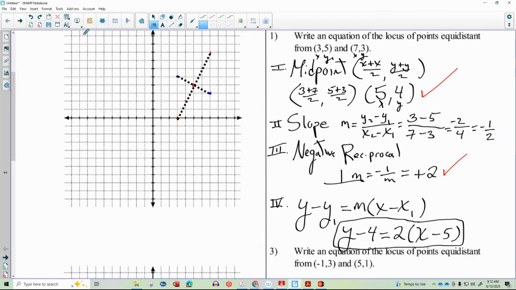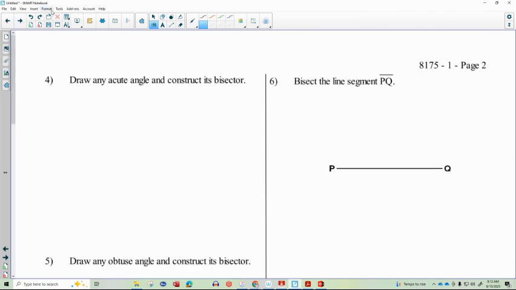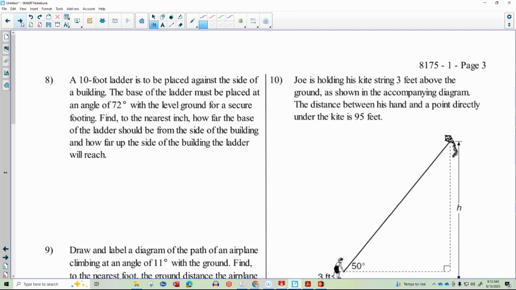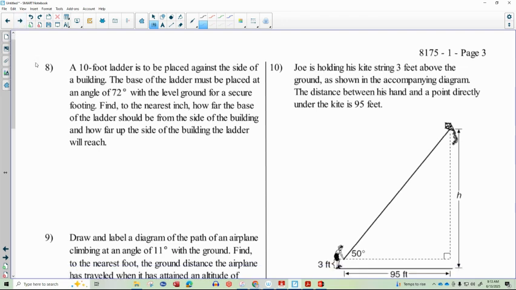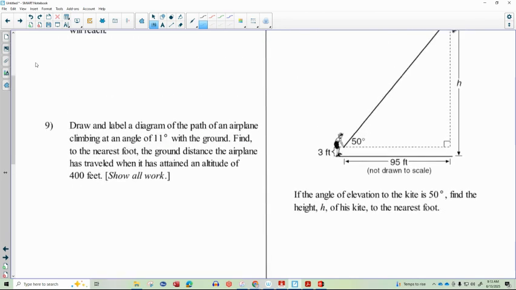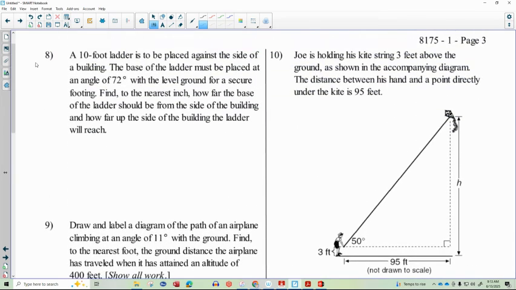All right, let's move on to some other big questions. There's going to be some constructions, but I'm going to go over those in class for your last class. But let's jump to some trigonometry questions here. So SOHCAHTOA. There's going to be a bunch of SOHCAHTOA, trigonometry. So I'm just going to pick one of these to do. I'm going to pick number 8.